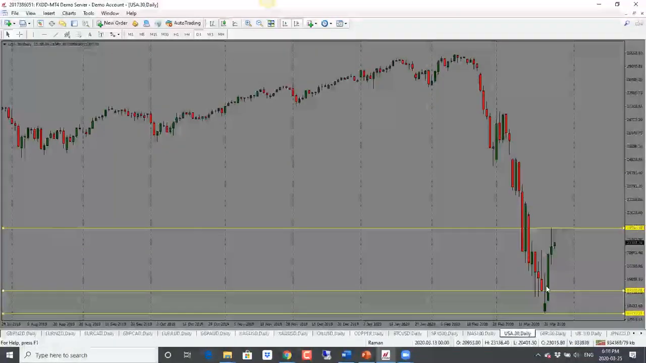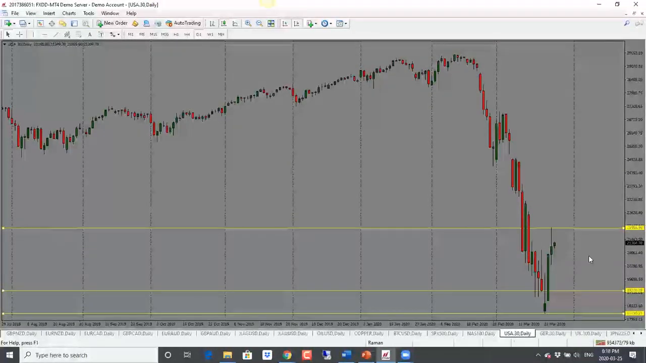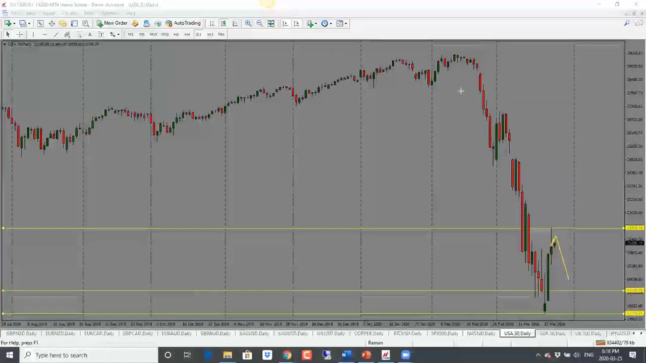And then Dow Jones here, same thing. We saw price go up for the last couple of days based on the expectation that there will be a stimulus package. But now that it's announced, same thing here. I'm looking for a decline. So bias is bearish here.